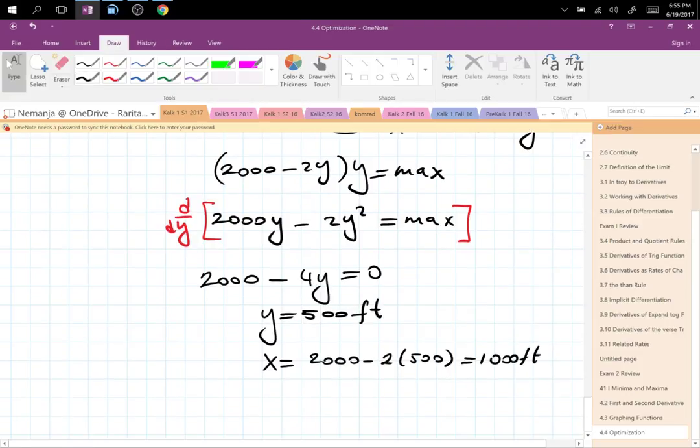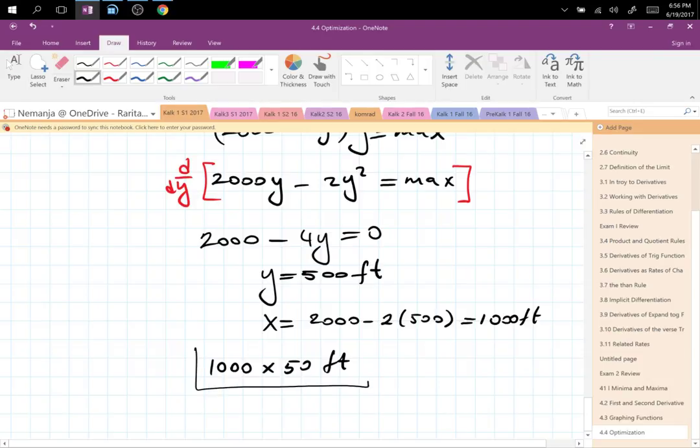So now we have 1,000 by 500 feet. Earlier we had 500 by 500. Obviously we can enclose more area because we are not using fence on one side.